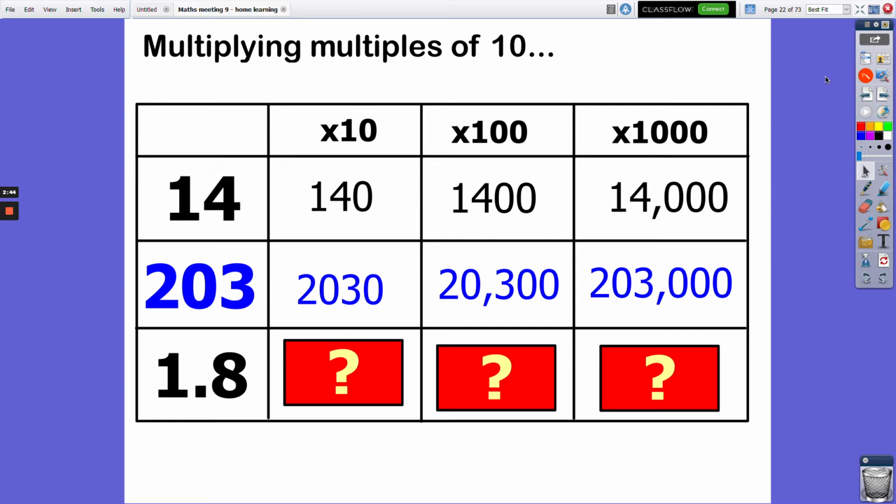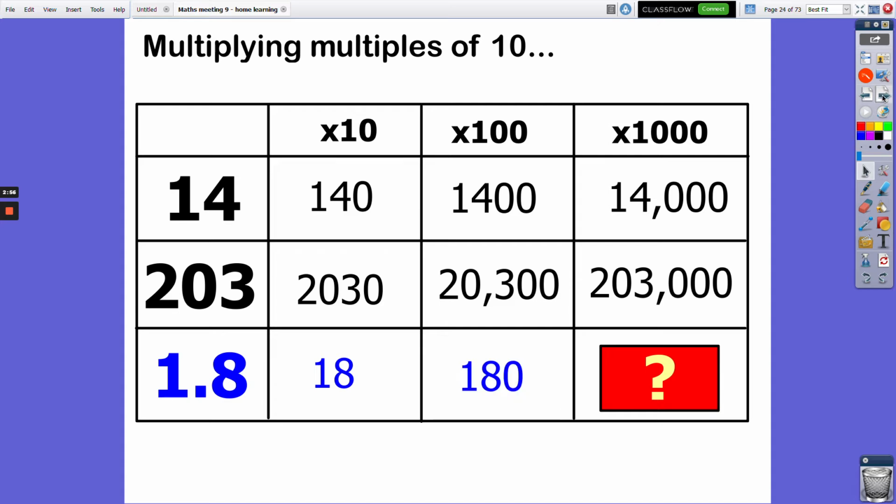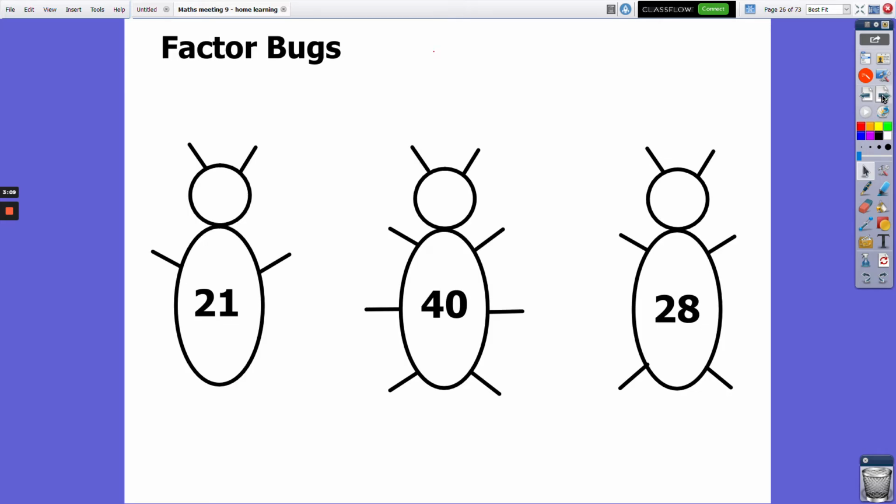Okay, we're going to try 1.8 now. This might be slightly tricky, but we can do it. 1.8 multiplied by 10 is 18. 1.8 multiplied by 100 is 180. And 1.8 multiplied by 1,000 is 1,800. Well done if you got all of those calculations correct. Let's see what's next.